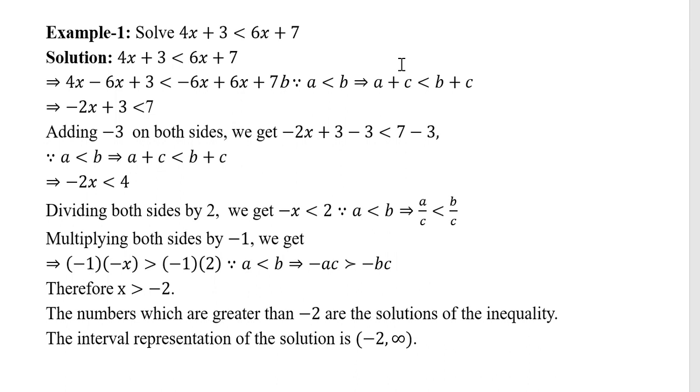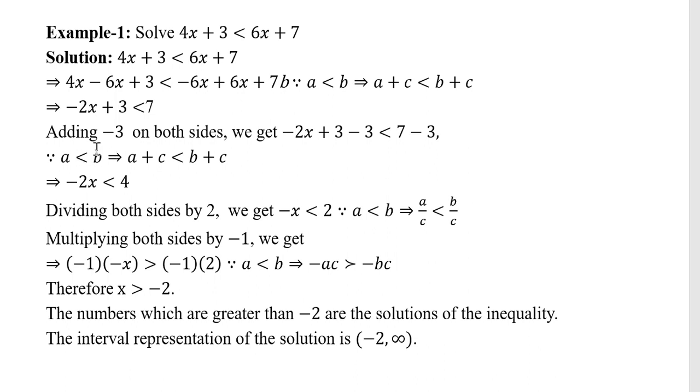So adding negative 6x on both sides, we get negative 2x plus 3 is less than 7, because 4x minus 6x is minus 2x plus 3, and minus 6x plus 6x is 0 plus 7. So we have used here: A is less than B implies A plus C is less than B plus C.